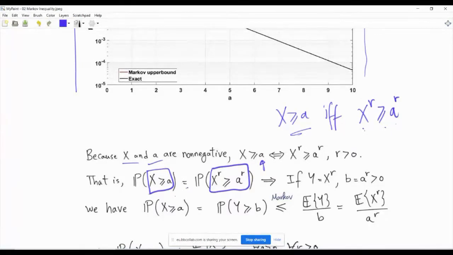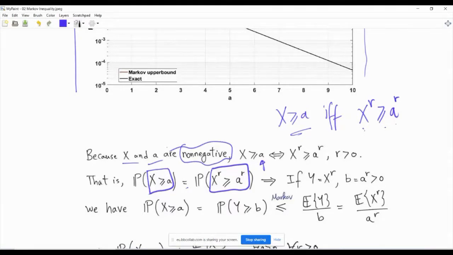Because if x is greater than or equal to a, then x to the r is greater than or equal to a to the r, and vice versa. If x to the power r is greater than or equal to a to the power r, then x is greater than or equal to a. Just take the rth root of both sides. Again, this is true because of this non-negative thing.